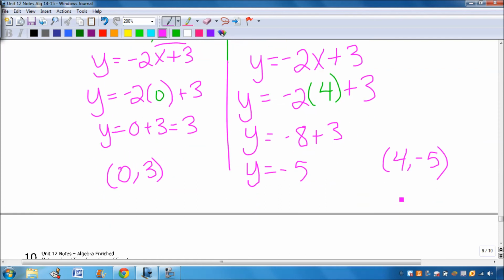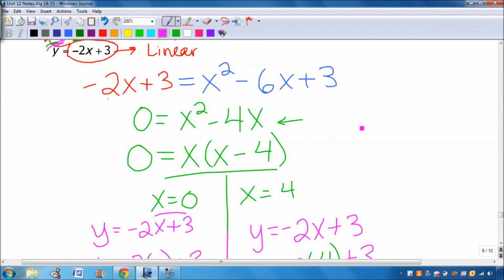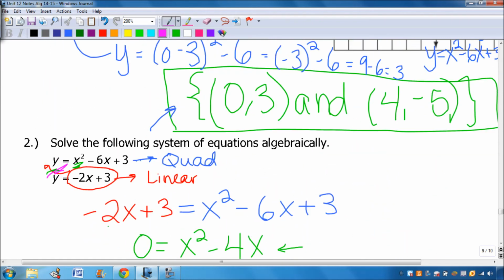So then our 2 answers will be (0, 3) and (4, negative 5). And that's what we got when we solved this by graphing, okay?